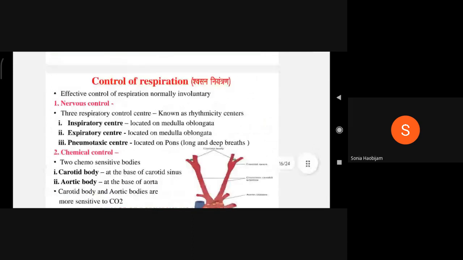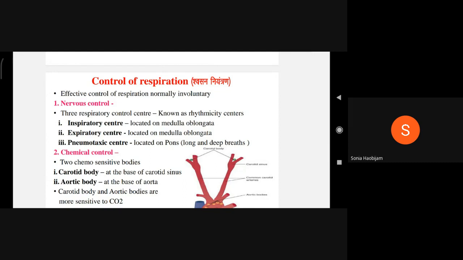Okay. Now, control of respiration. Effective control of respiration is normally involuntary. Okay. That is nervous control. There are three respiratory control centers known as rhythmicity centers. The first one is the inspiratory center, located in the medulla oblongata. The expiratory center is also located in the medulla oblongata. The pneumotaxic center is located in the pons.